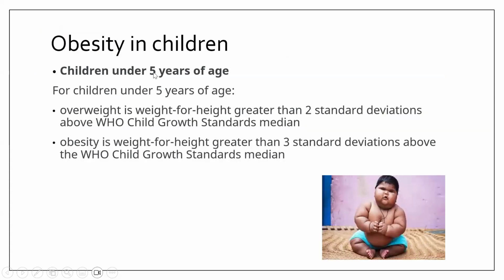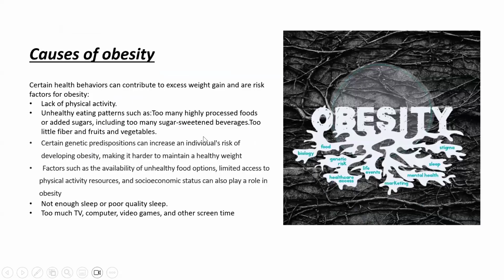Obesity in children under the age of 5 years: they are diagnosed to be overweight if they have weight for height greater than 2 standard deviations above the WHO child growth standards median, and are considered to be obese if they have weight for height greater than 3 standard deviations above the WHO child growth standards median.